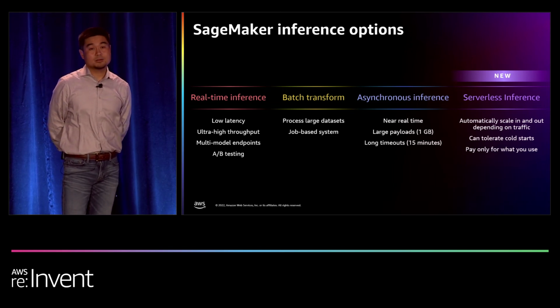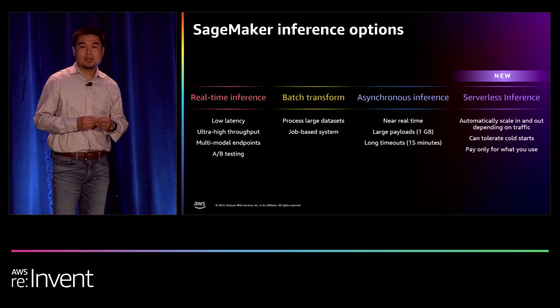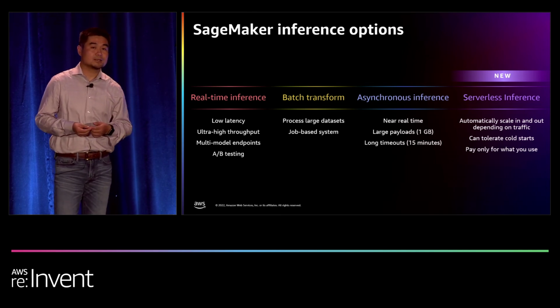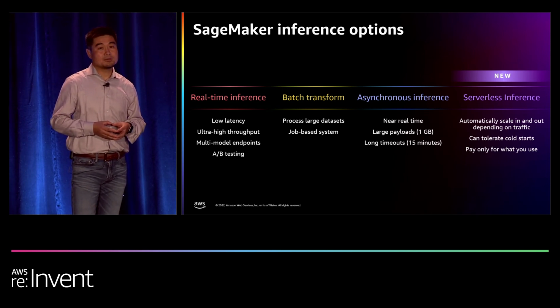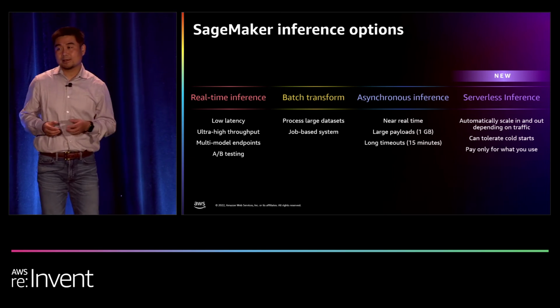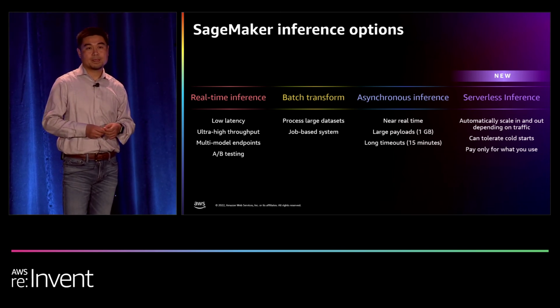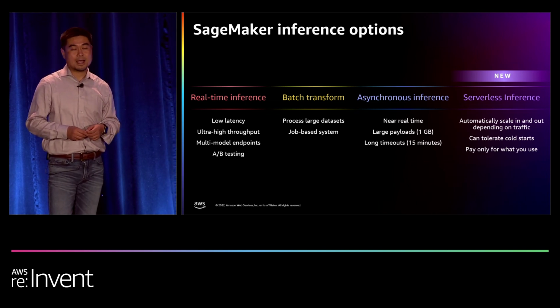So we have real-time inference. This is one of the most popularly used for machine learning models. It is ideal for workloads that require real-time, sub-second low latency, and interactive workloads, right? It also has adjustable auto-scaling capacity, and it supports both GPUs and CPUs. It can also support multi-model endpoints, which is ideal for A/B testing.